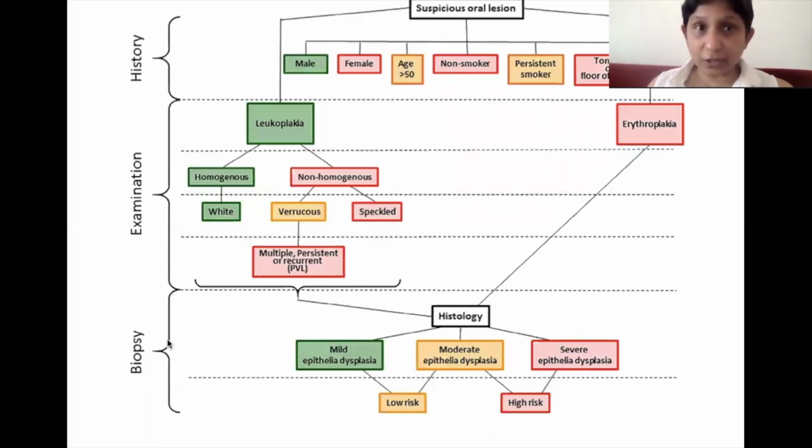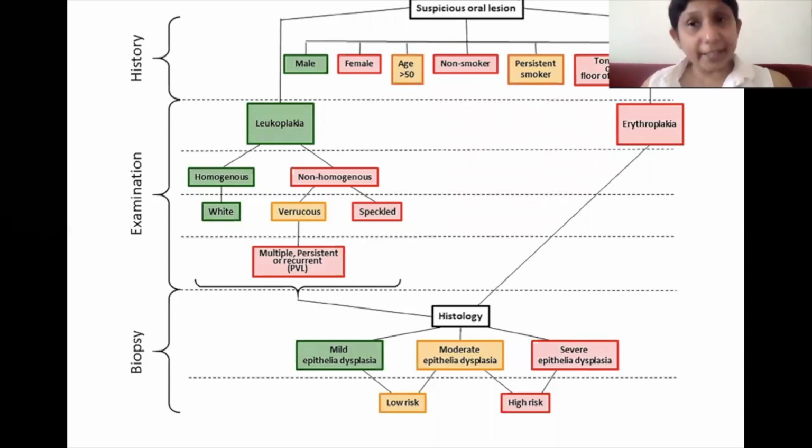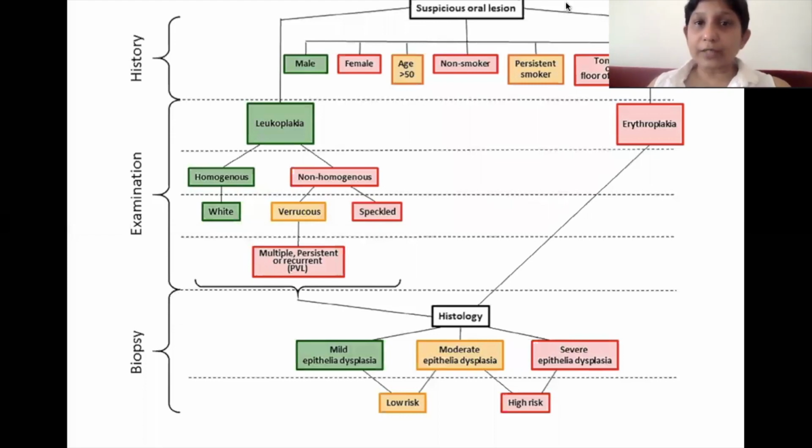I, as a pathologist, cannot just say that I will not look into the history or the examination details and give a diagnosis. No, I need the clinician to give me the correct information before I go into the correct diagnosis. So, if a suspicious oral lesion is seen, it can be either in a male or a female. You have to see the age, because there are certain lesions which are seen more in males and some lesions which are seen more in females. You have to see the age. If the age is more than 50 or less, non-smoker or smoker, because most of the smokers will develop these kind of lesions. Persistency of smoking, how many years since he or she has been smoking, that increases the risk.